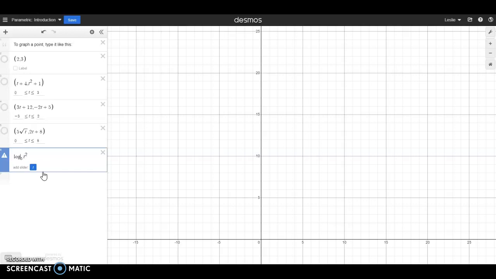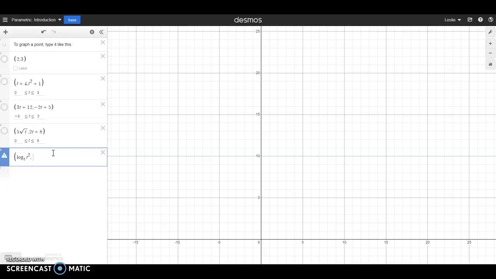Now this time I forgot my parentheses, so Desmos doesn't know what I mean by t, so it's asking me if I want to add a slider. I don't, because I'm trying to do parametric equations, so I'm going to put my comma in, and as soon as I do that, it gets rid of that message.